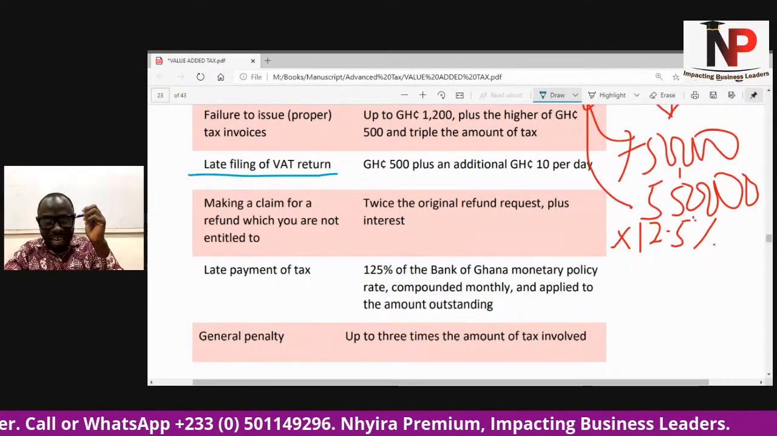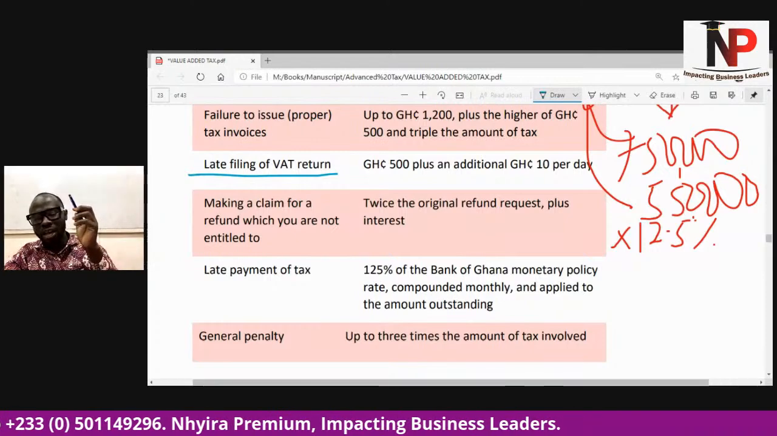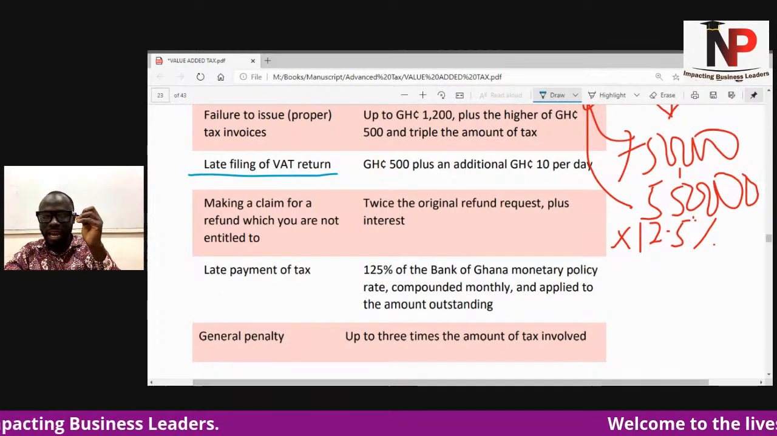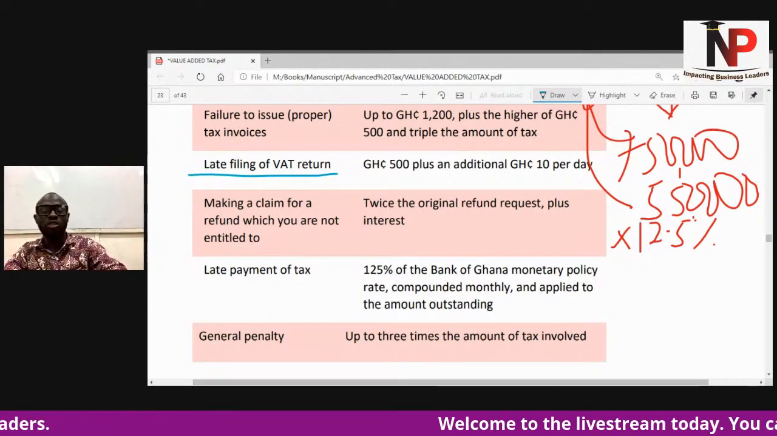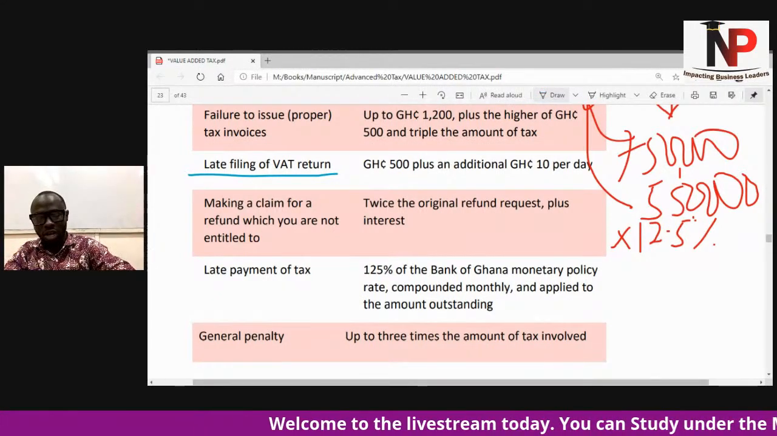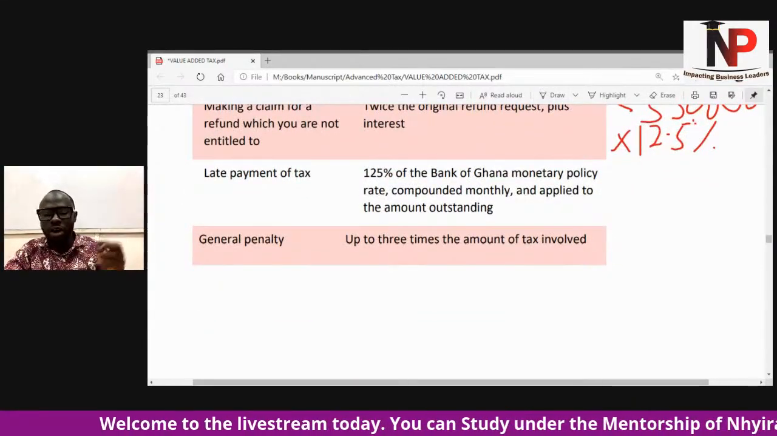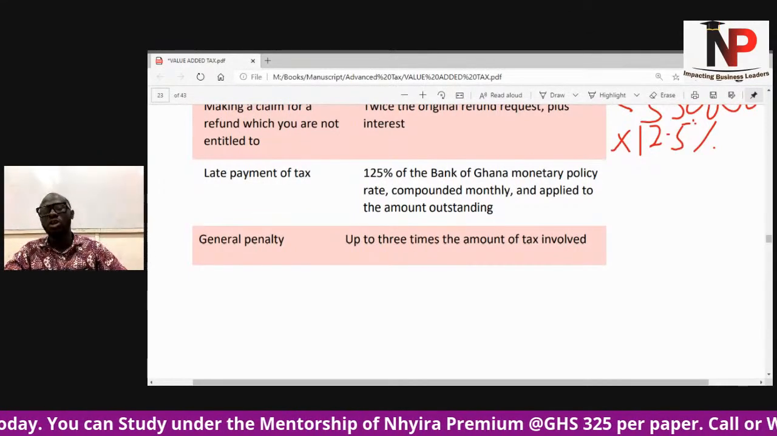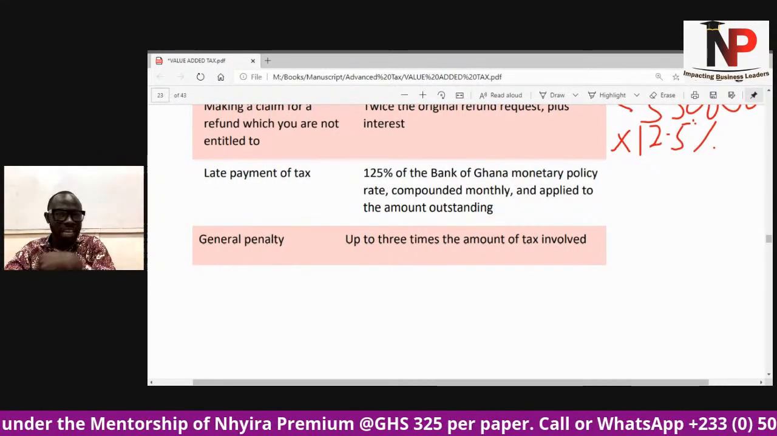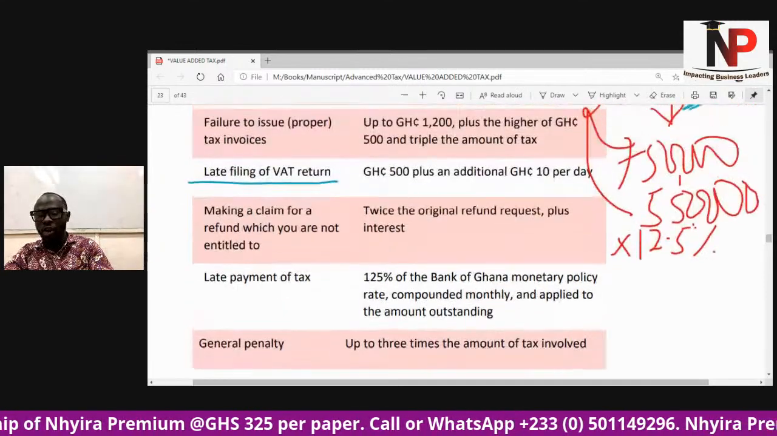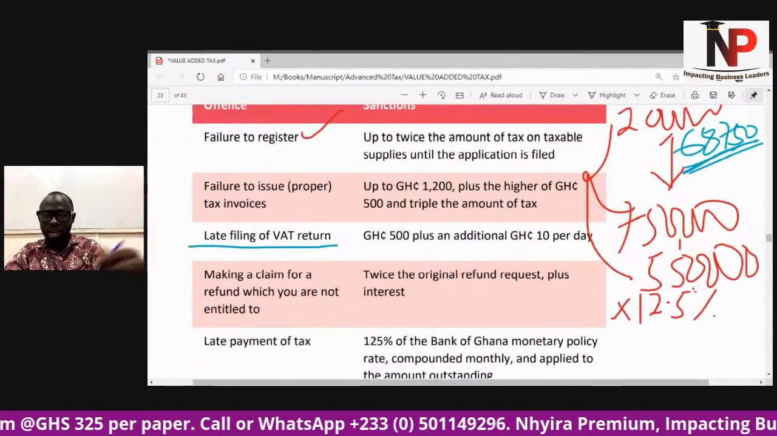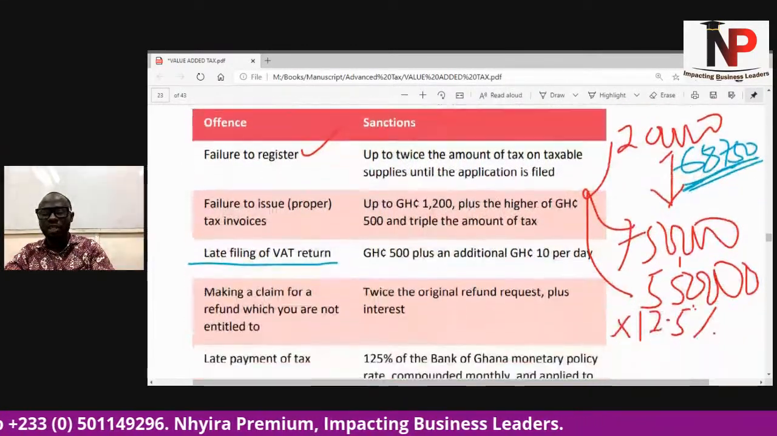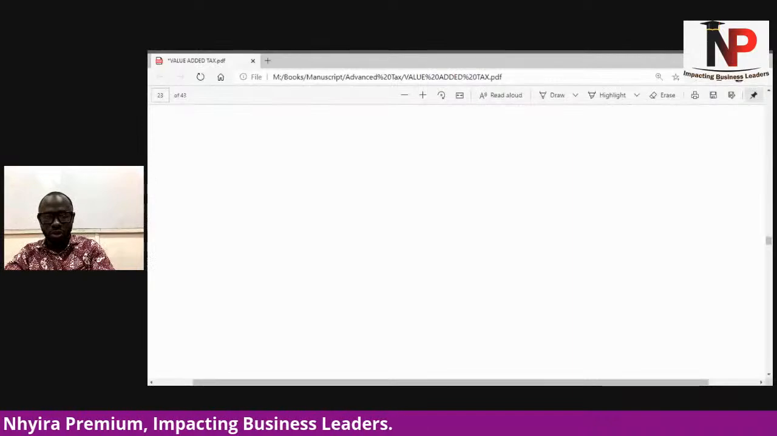Then the next one, late payment of tax. You pay 125% of the Bank of Ghana monetary policy rate, compounded monthly, and applied to the amount outstanding. So that is also something that you need to understand there. Then some general penalties are up to 3 times the amount of tax involved. Sometimes it depends on the issue involved, and a couple of other items could be there in relation to it. So these are some offenses and some sanctions that you need to know about.